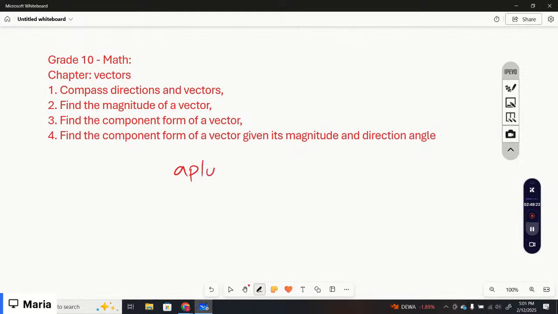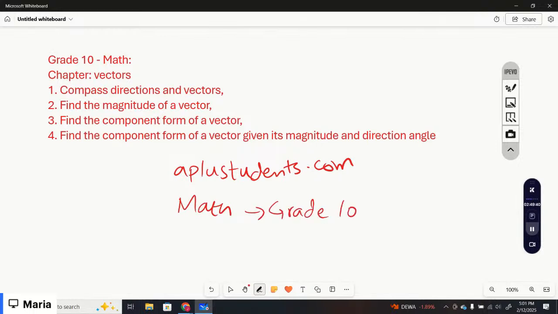You can find all the lessons on aplusstudents.com. You have to log in there using your email address and password as provided by the administrator. Then you have to select math from the subject tab. Scroll down to grade 10 math and then click on view all lessons. There you can find a list of the chapters. We're going to start with the chapter vector.